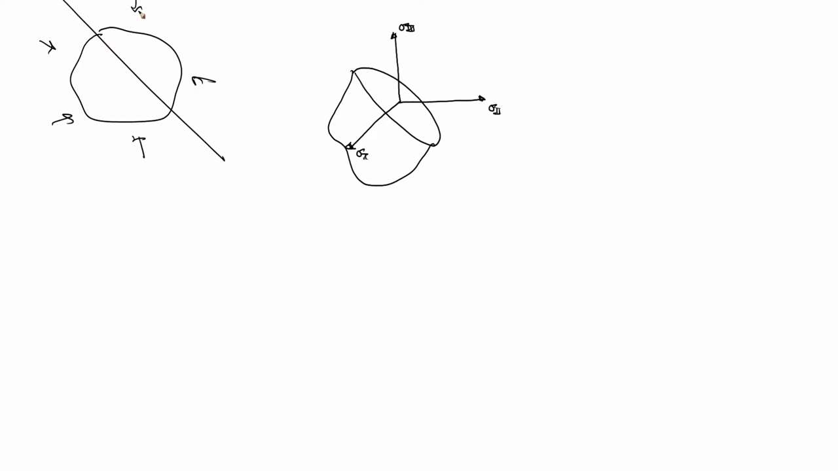Now, since our body was under some loading, there's going to be some traction vector associated with that cut I made. And there's going to be some normal vector associated with the surface, which is just normal to the surface. And there has to be a traction vector because I cut the body in half, and it was in equilibrium before.